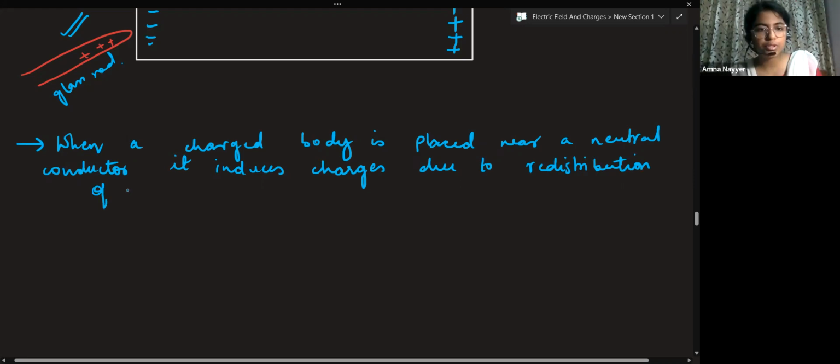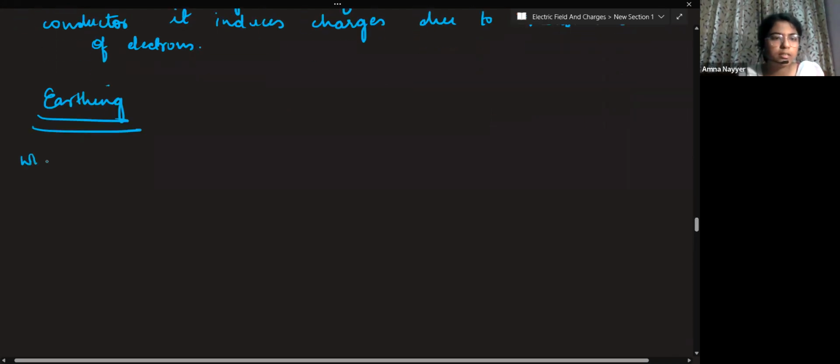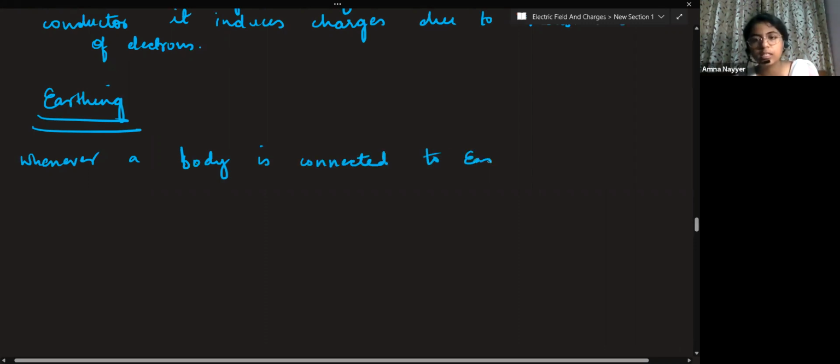Due to redistribution of electrons. Now, one more thing before we wrap up this. One thing you have to remember. Whenever a body is connected to Earth, we get this phenomenon which you must have heard of, earthing. So what happens whenever a body is connected to Earth? We will discuss this in detail when we reach the second chapter.